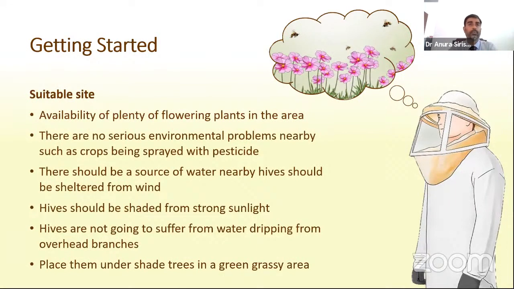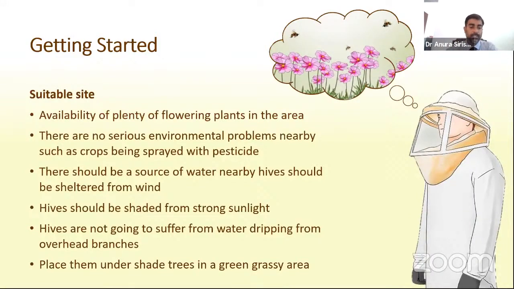But if you want to have an apiary on a large scale, you have to think about the other aspects that I have already explained. Then there should be no serious environmental problems nearby, such as crops being sprayed with pesticide, which we have already discussed. Then there should be a source of water nearby. Then hives should be shaded from strong sunlight. Then hives should not suffer from water dripping from overhead branches.